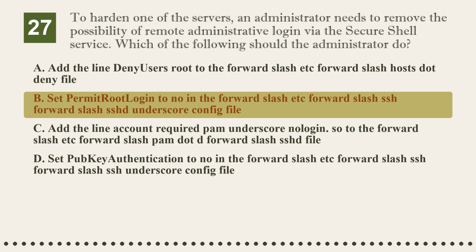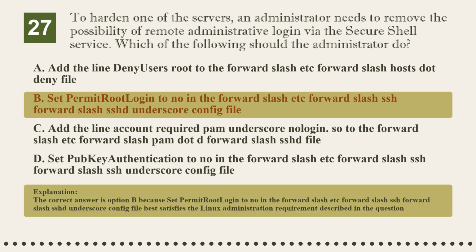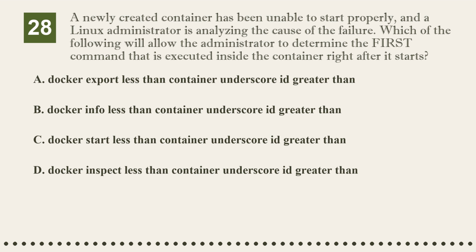Set PermitRootLogin to no in the /etc/ssh/sshd_config file. The correct answer is option B because setting PermitRootLogin to no in the /etc/ssh/sshd_config file best satisfies the Linux administration requirement described in the question. Question 28. A newly created container has been unable to start properly, and a Linux administrator is analyzing the cause of the failure. Which of the following will allow the administrator to determine the first command that is executed inside the container right after it starts?